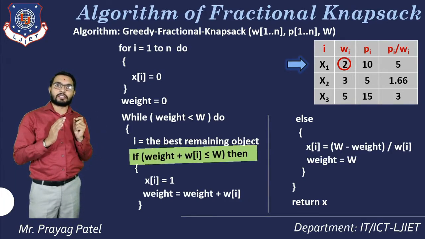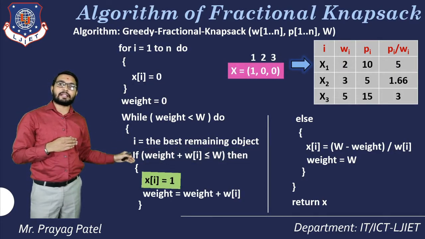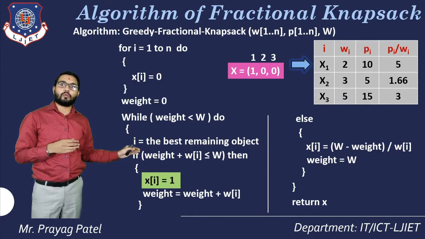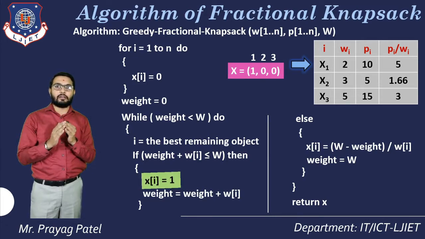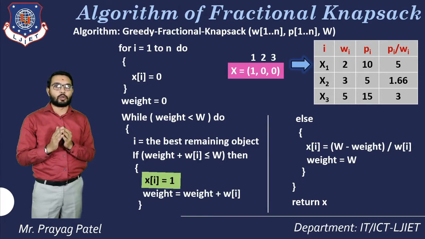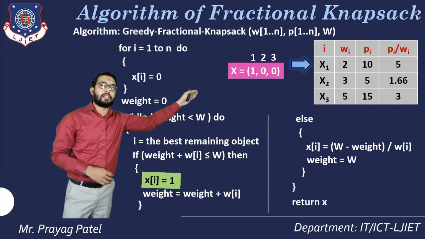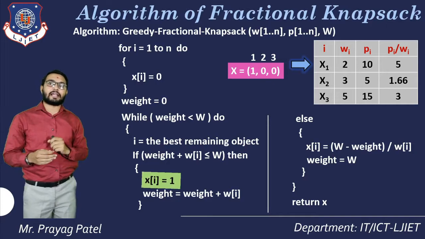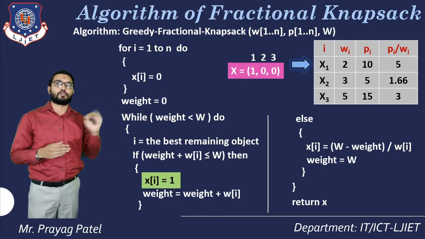Here we select object number 1, so we represent xi equal to 1. See in this step, xi equals 1. What is the meaning of xi? Xi means the selected object. If the object is selected, then xi equals 1. If the object is not selected, then xi equals 0. Initially we have xi equal to 0 for 1, 2 and 3. But now we select object 1, so x1 equals 1 because we select the first object.